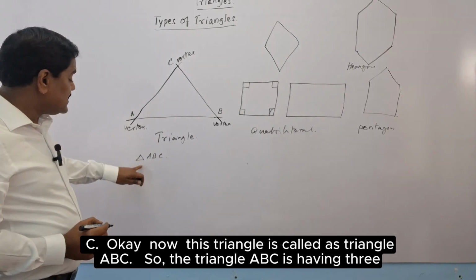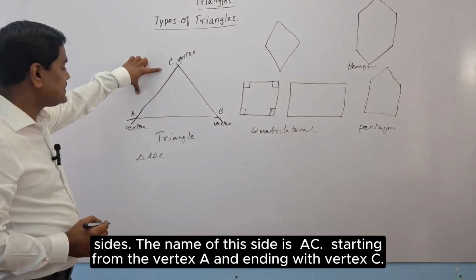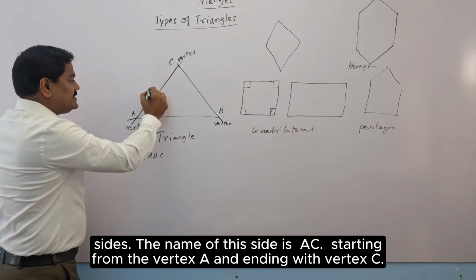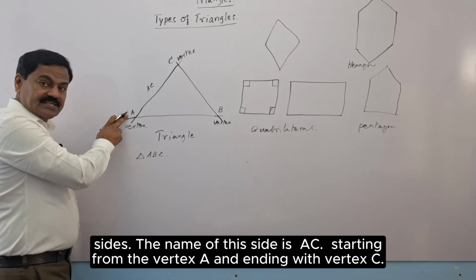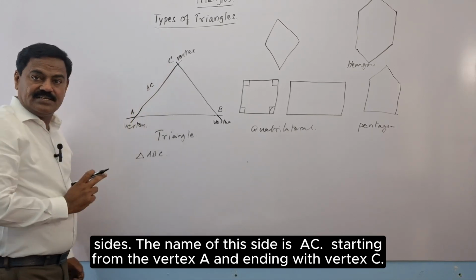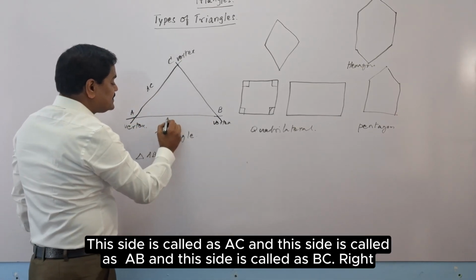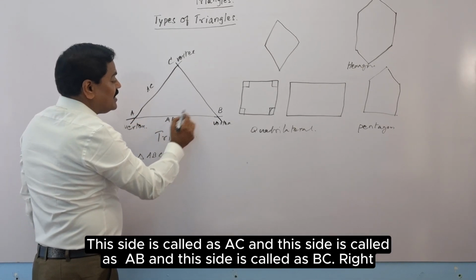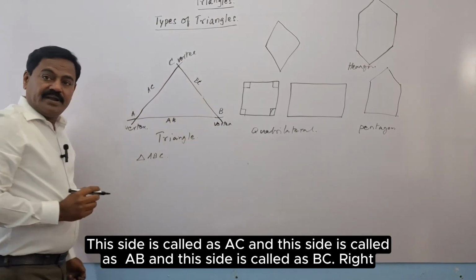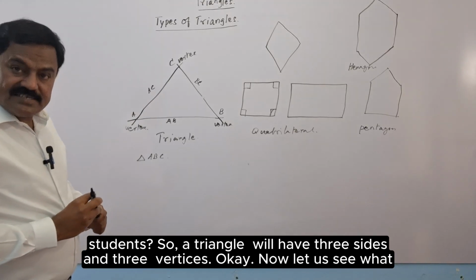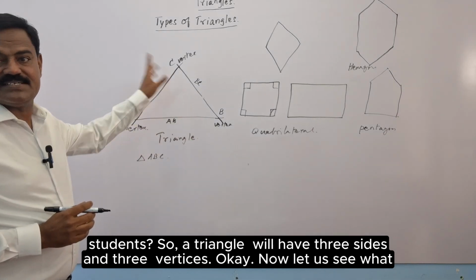Clear, students? So triangle ABC has three sides. The name of this side is AC, starting from vertex A and ending with vertex C. This side is called AC, this side is called AB, and this side is called BC. So a triangle will have three sides and three vertices.